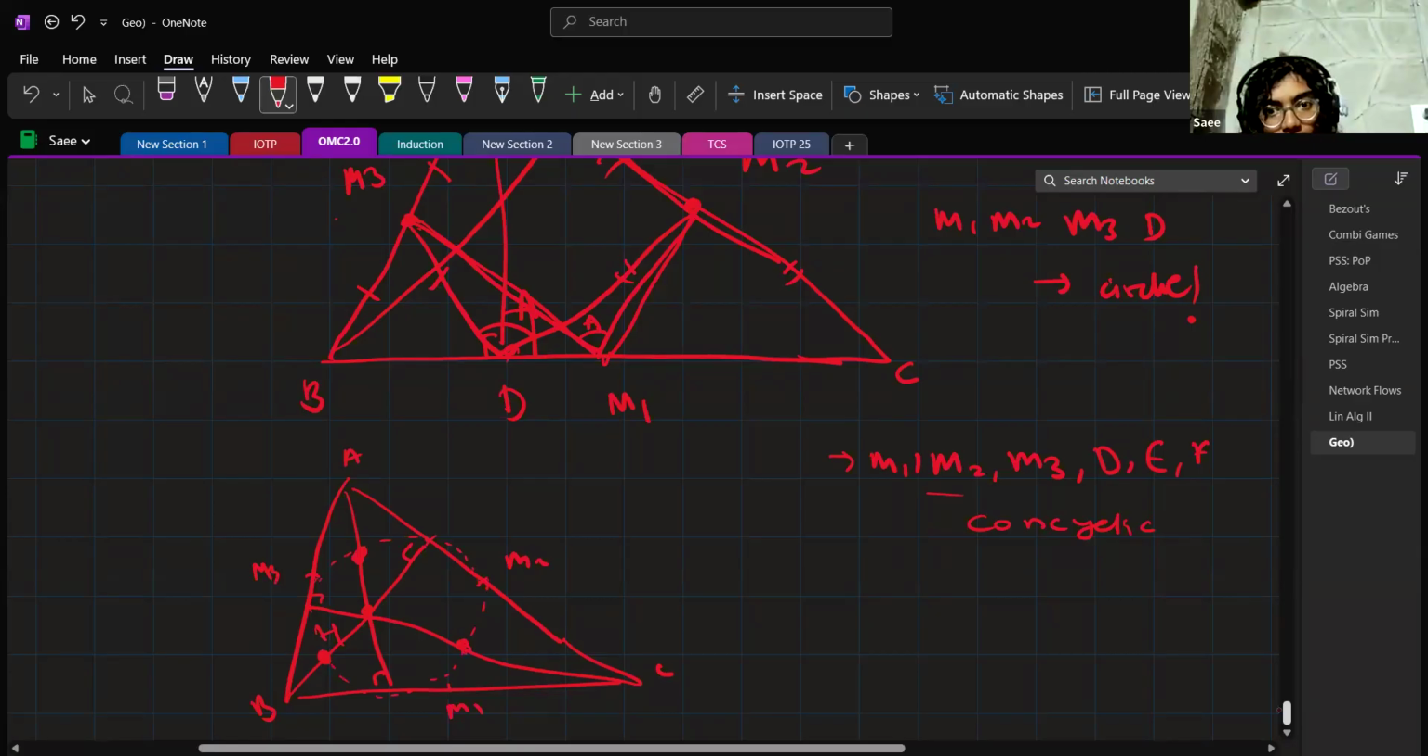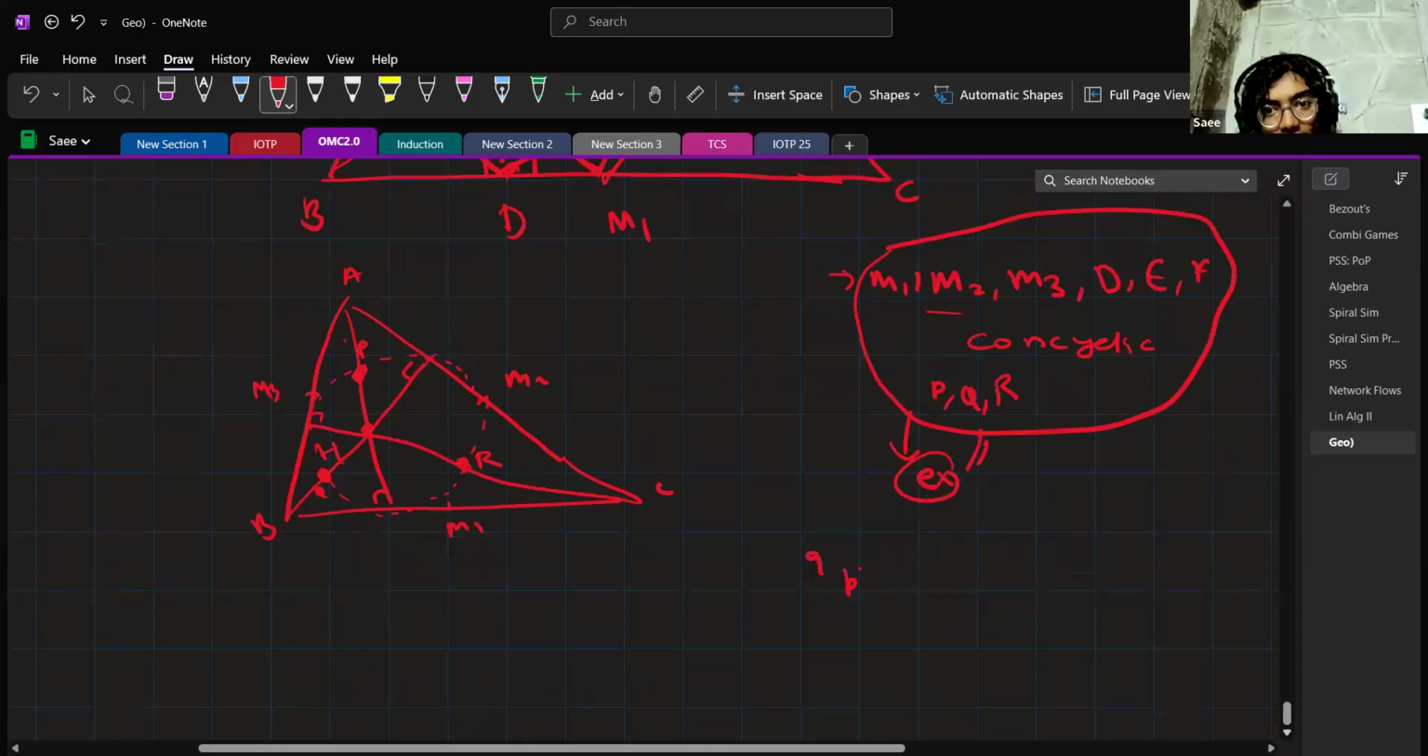So now let's call these points P, Q, R. So you have 9 points lying on one circle. This is one problem set. So the P, Q, R and the rest, you get these 9 points lying on the same circle.